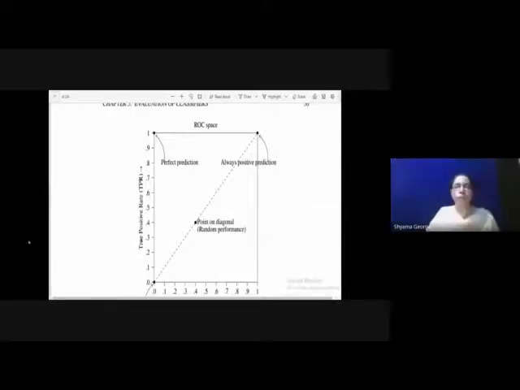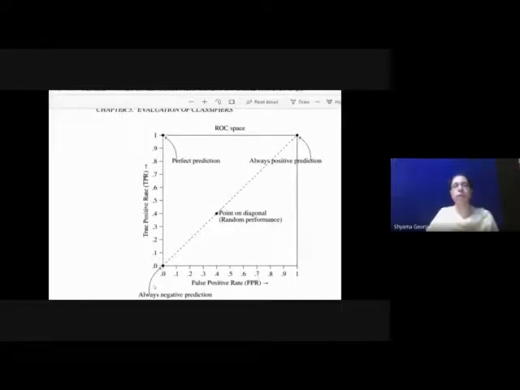This is the ROC curve. Here, the top left corner (0, 1) is perfect prediction. The top right corner (1, 1) is always positive prediction. Points along the diagonal are random. And the bottom point (0, 0) is always negative prediction. The ROC curve is obtained by plotting the false positive rate along the x-axis and the true positive rate along the y-axis.